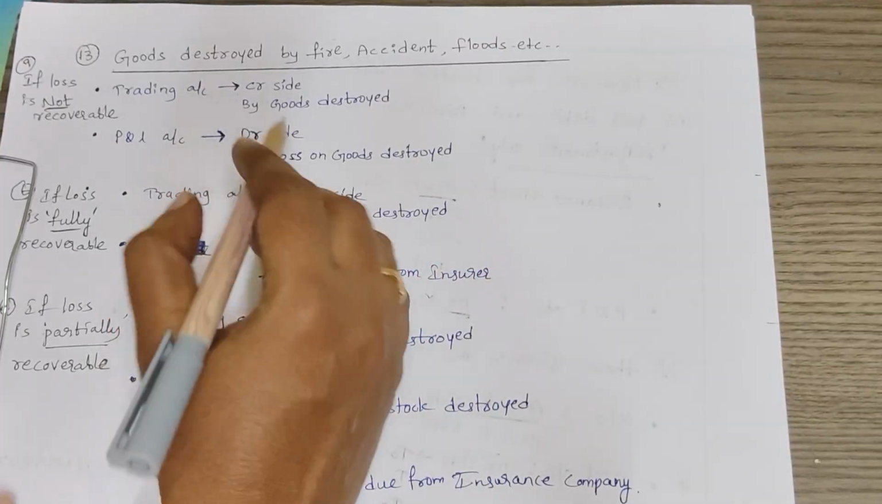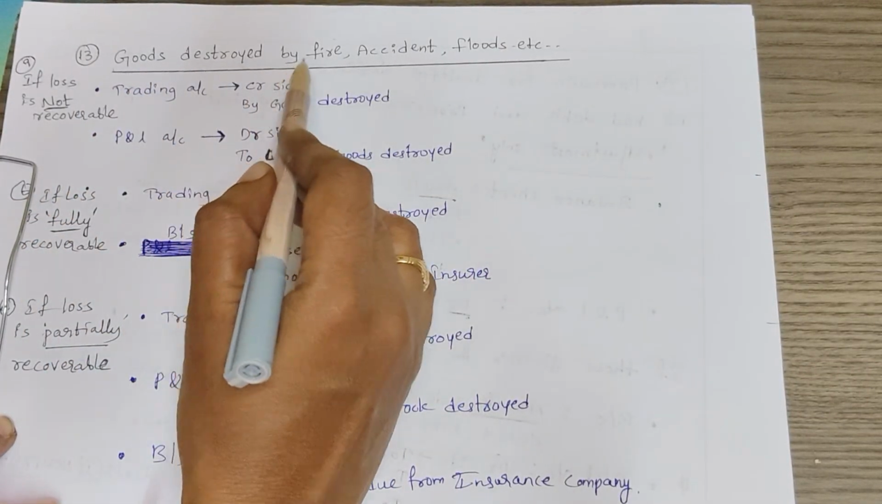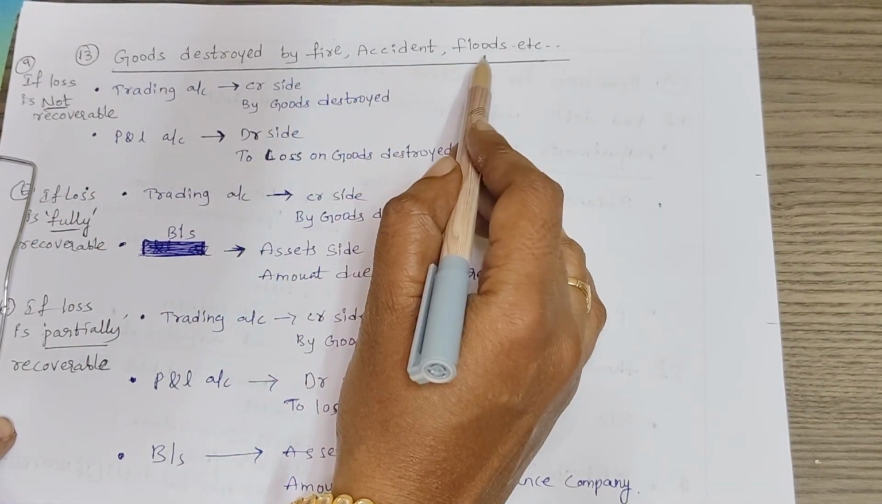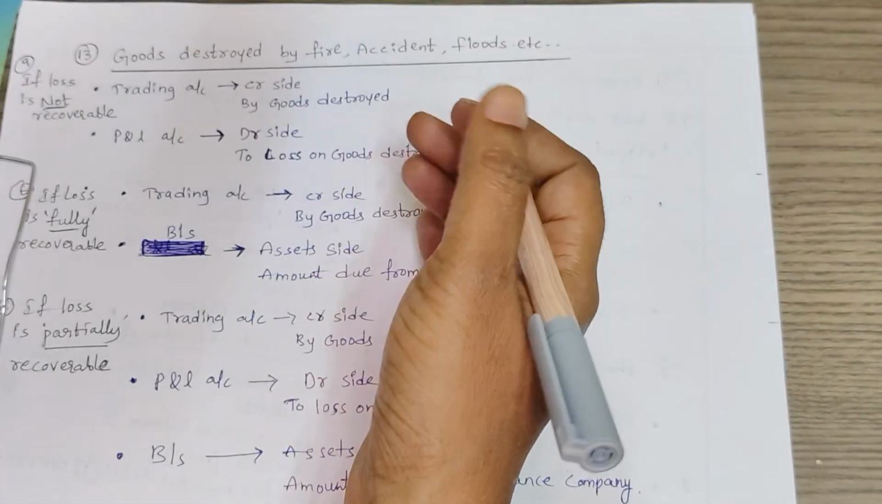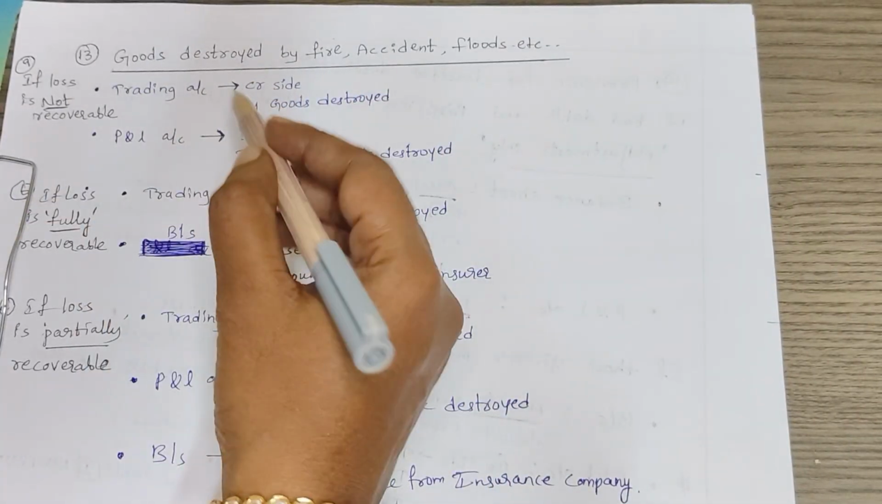Okay. And next one, goods destroyed by fire or accident or floods. So if goods are destroyed, how should we make the entry? So here we have 3 points.